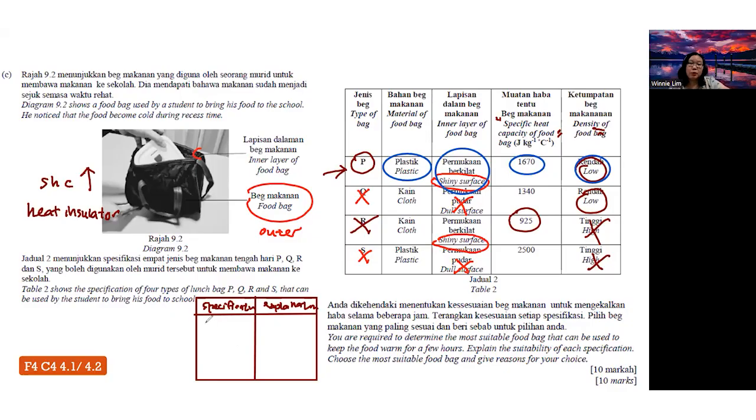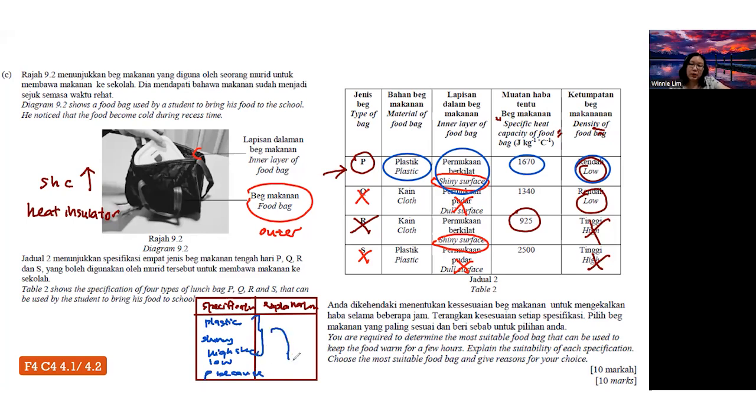The material should be plastic. Okay, then this one shiny. Then this one, like I say, you don't give number, you say high or low. Okay, so high specific heat capacity. And then lastly, you say low density. Then only you state your choice at the end. You say I choose P because P is how.